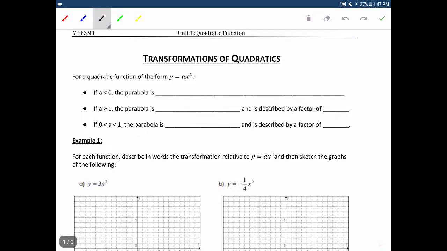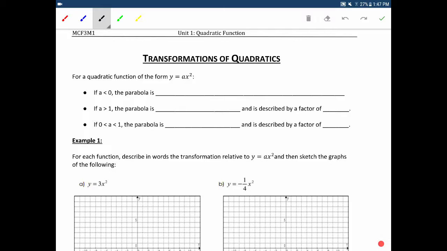Hey guys, today we're going to take a look at transformations of some quadratics. So we're going to look at quadratics first of all in the form y equals ax squared. So we've taken this standard y equals x squared and we put an a value in front of it, and it can be any number.